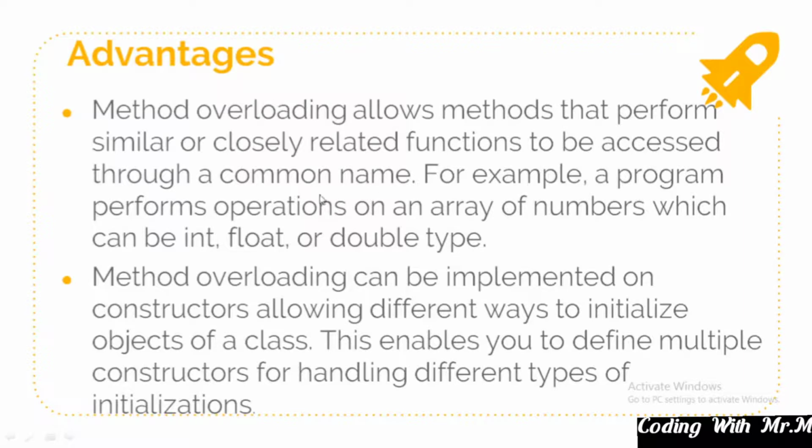For example, a program performs an operation on an array of numbers which can be int, float, or double type. Now method overloading can be implemented on constructors, allowing different ways to initialize objects of a class.